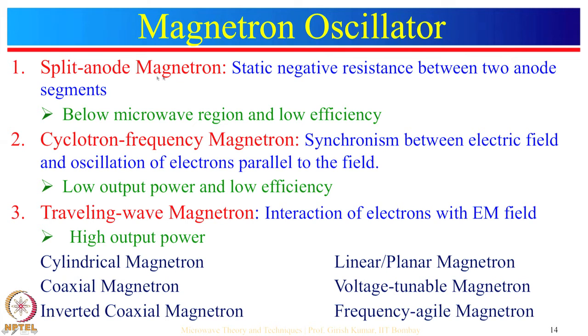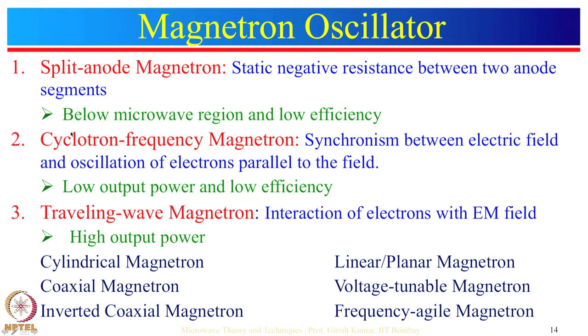The split-anode magnetron uses static negative resistance between two segments of the anode, and because of this, the efficiency of this type of oscillator is low, and these are useful below microwave frequency.